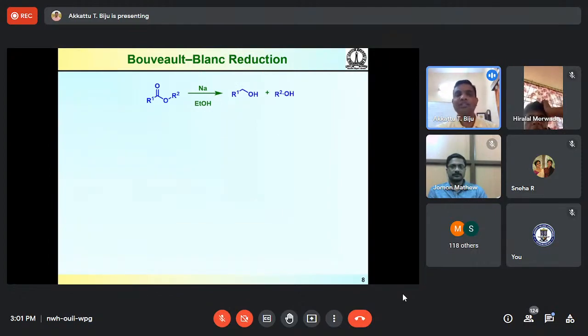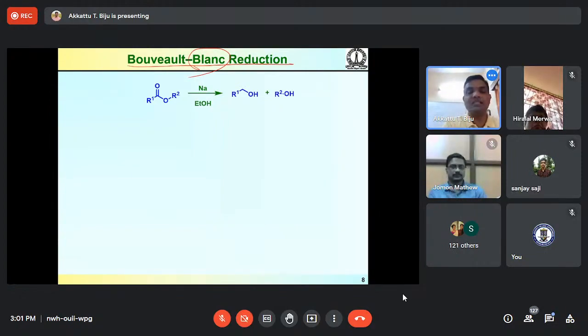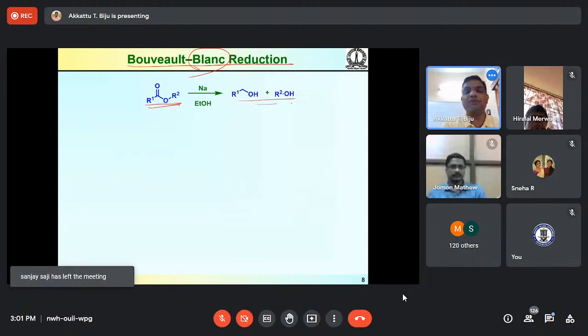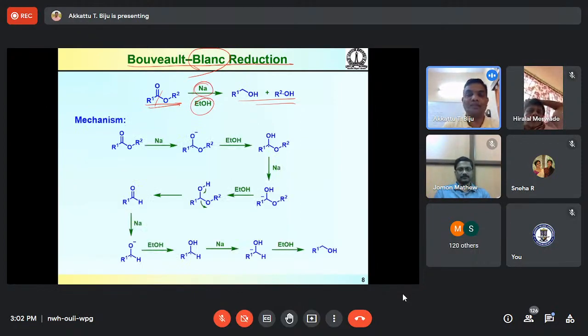In the context of dissolving metal reductions, there are a few named reactions which are very interesting. One named reaction is the Bouveault-Blanc reaction, which is now commonly known as the Bouveault-Blanc reduction. The reaction is essentially the conversion of a carboxylic ester into two molecules of alcohol. It cleaves the ester in the presence of sodium and ethanol to form two molecules of alcohol.